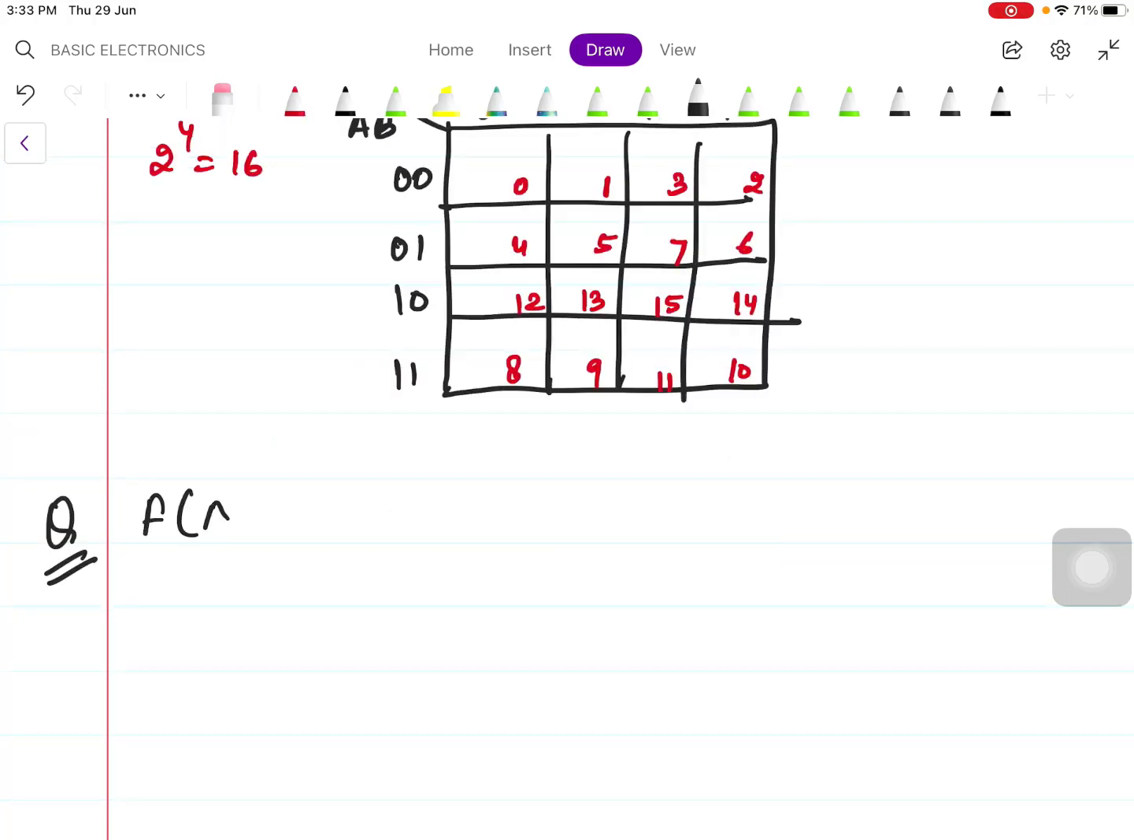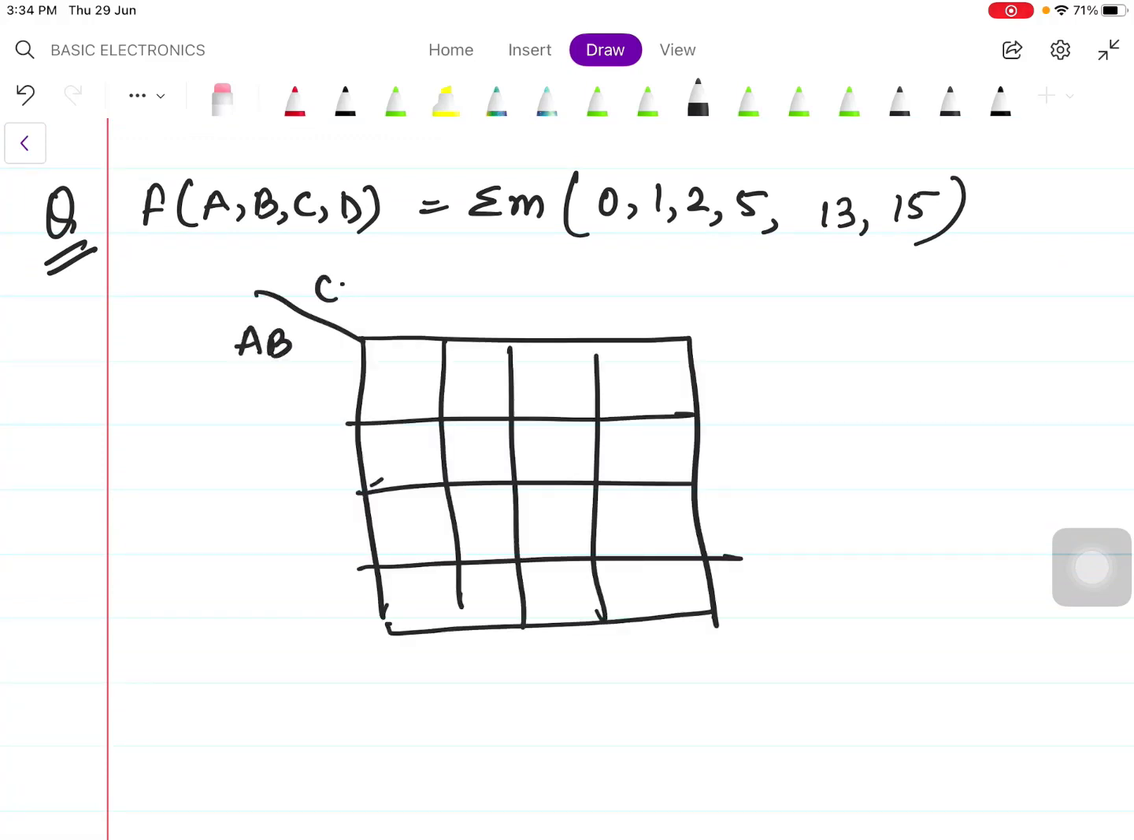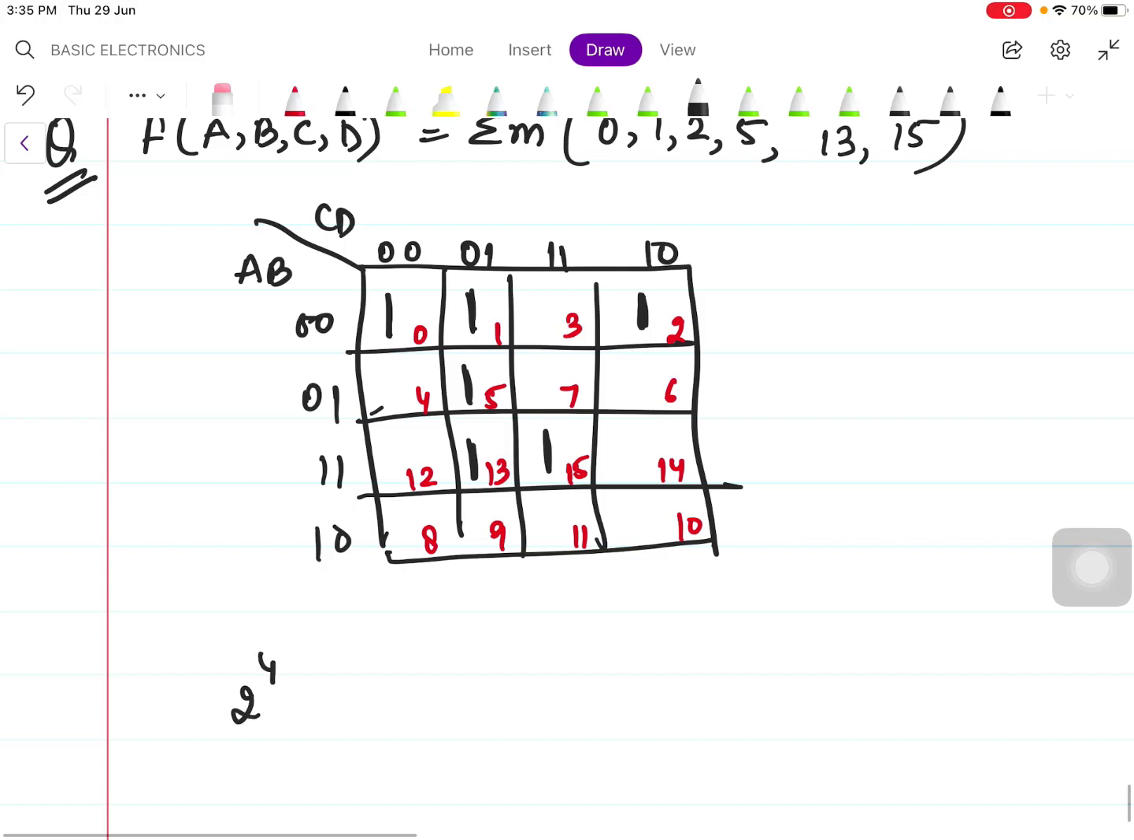So f(A, B, C, D) is equal to summation of small m 0, 1, 2, 5, 13 and 15. So this is the question. Let's try to solve it. First of all, let us draw the common structure and mark the 1s. Now let us see how to group them. Again the rule remains the same. The maximum group that is possible over here is a group of 16, because here it is a 4 variable K-map, so 2 raised to the power 4, 16. But we do not have ones filled in all the blocks, so it is not possible.